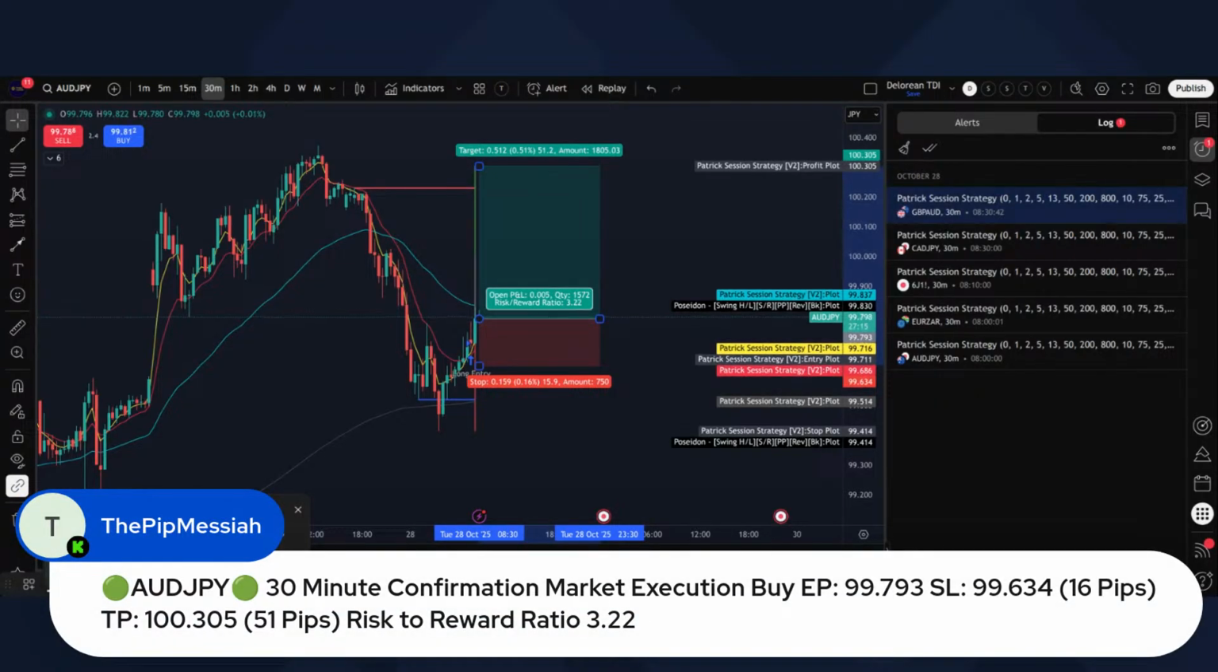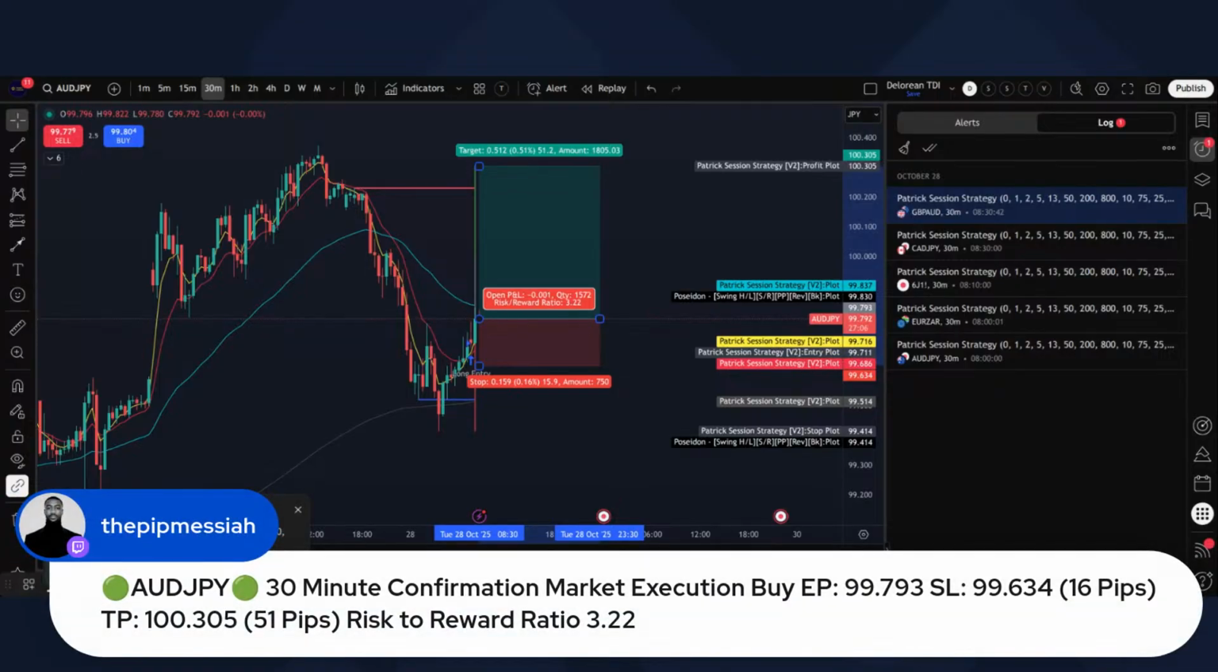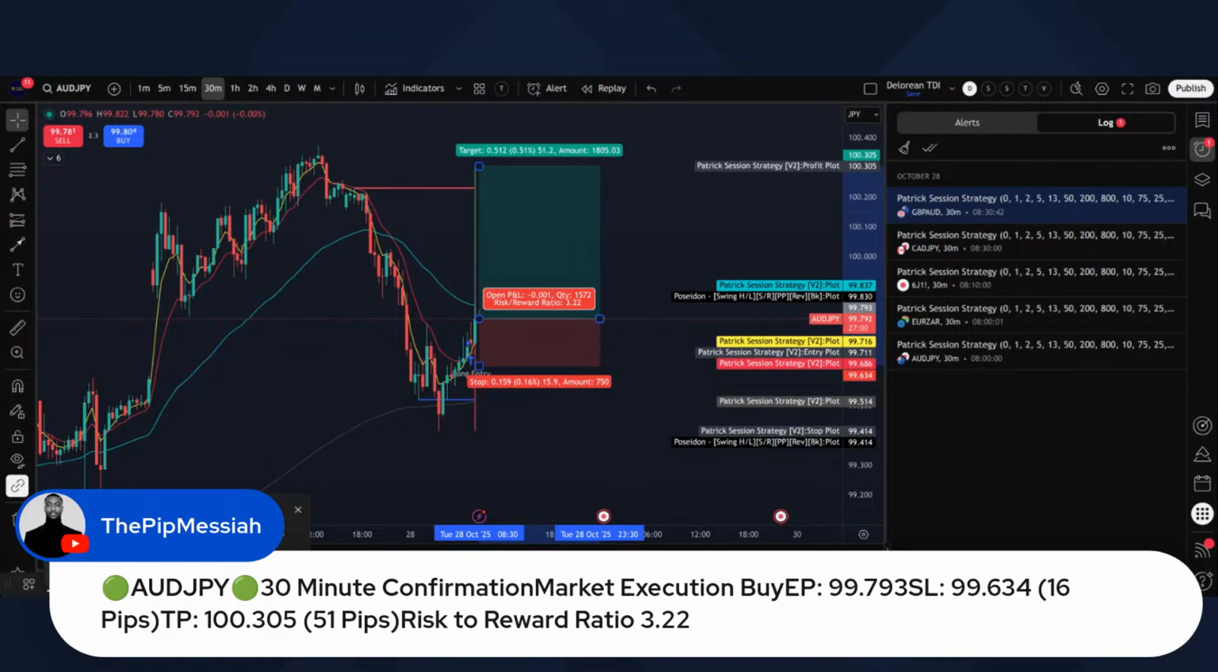Australian dollar versus the Japanese yen, 30-minute confirmation, market execution buy. Entry price is 99.793. Stop loss is 99.634 for 16 pips. Take profit is 100.305 for 51 pips. Risk to reward ratio of 3.22.